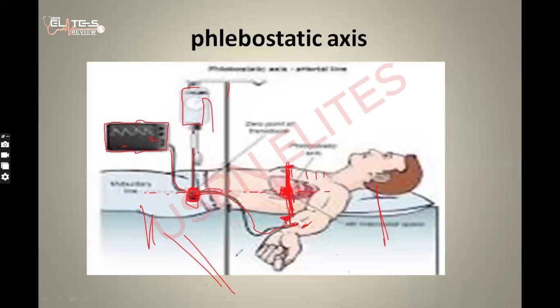So this is a phlebostatic axis we're talking about, okay? And what the transducer does. So when you keep the transducer at a higher level or at a lower level, you're going to get false values. So that is it.